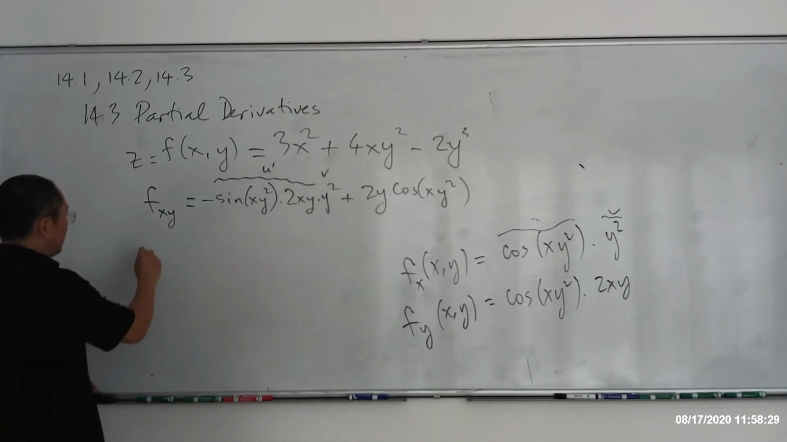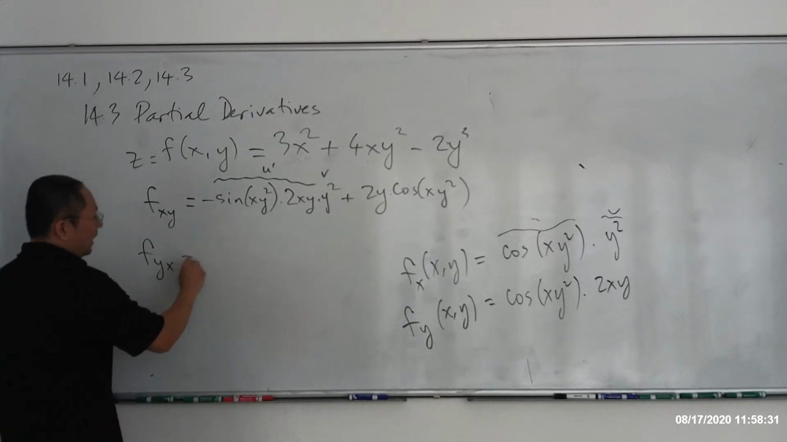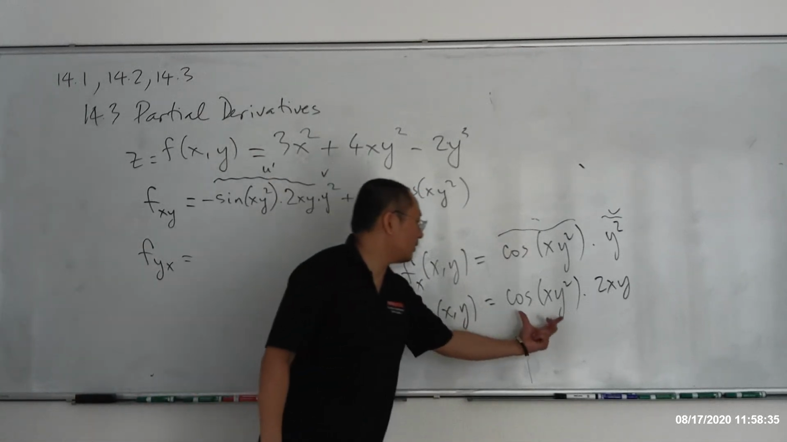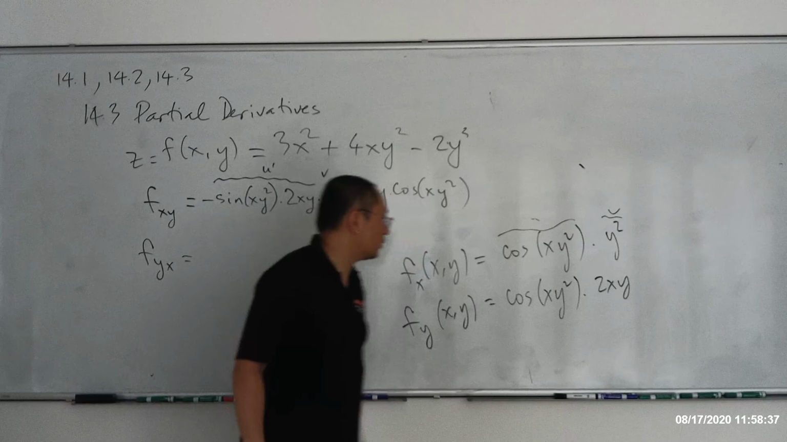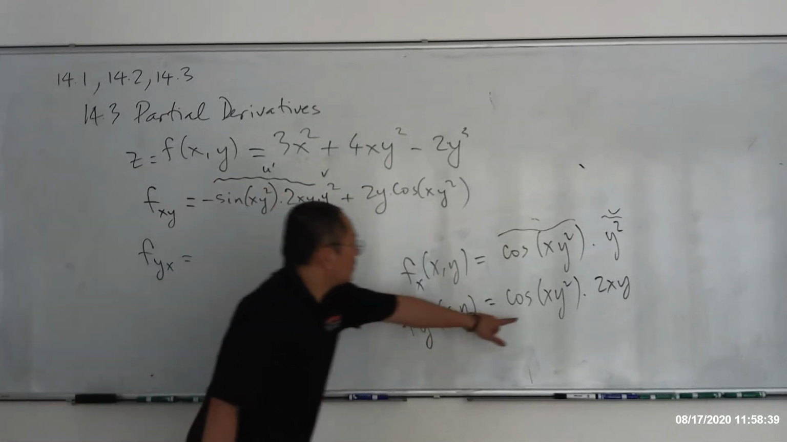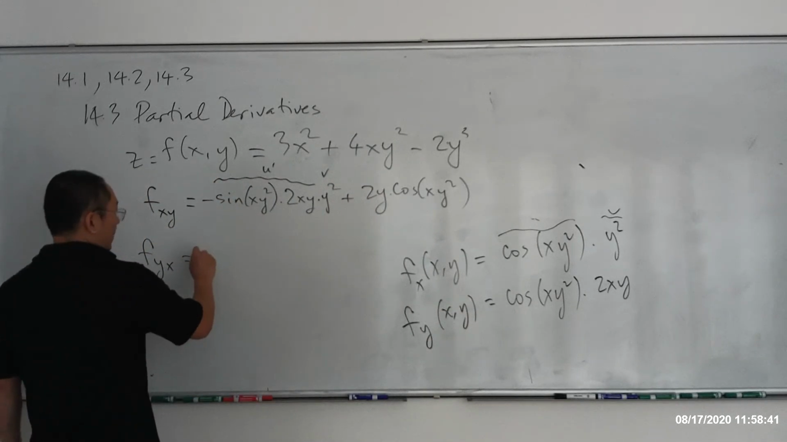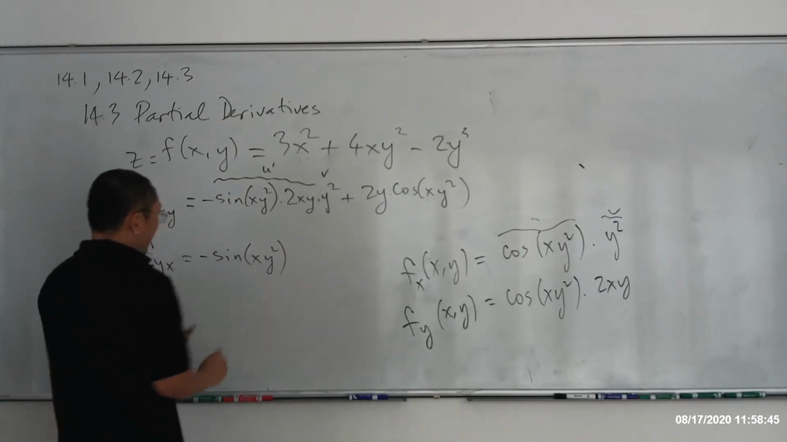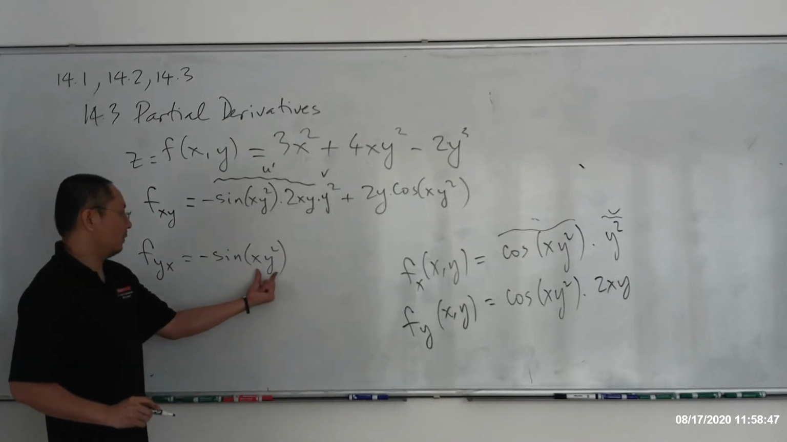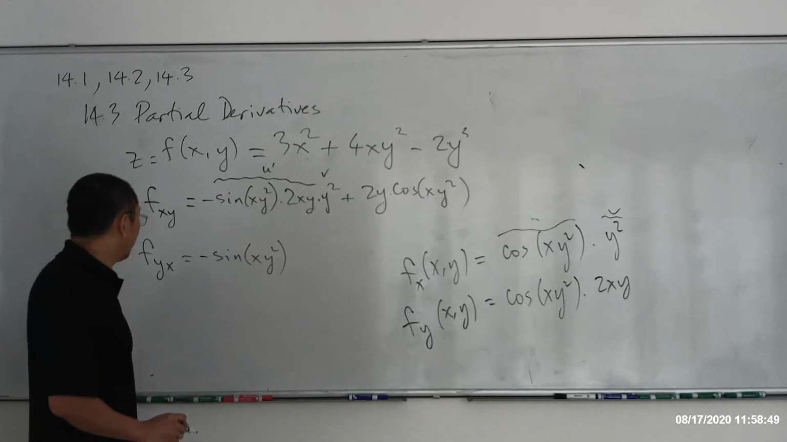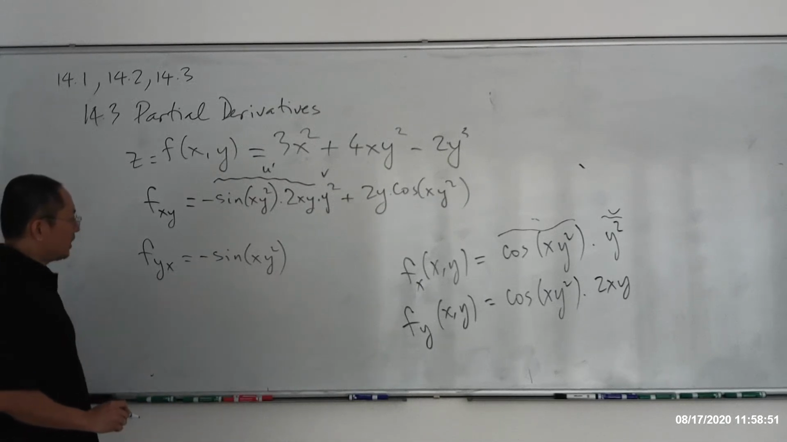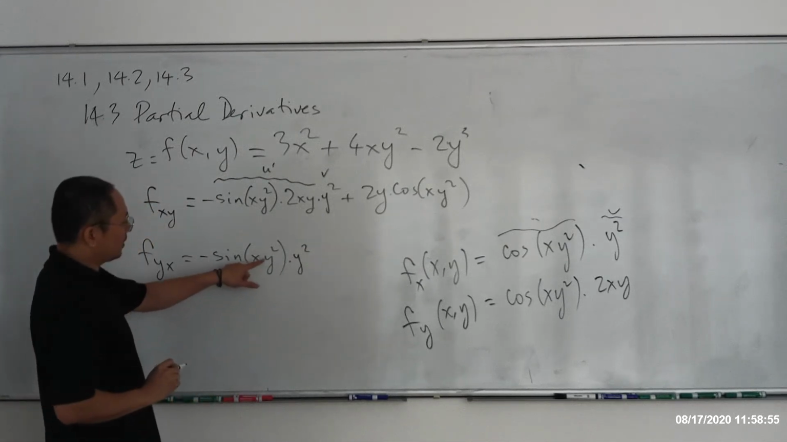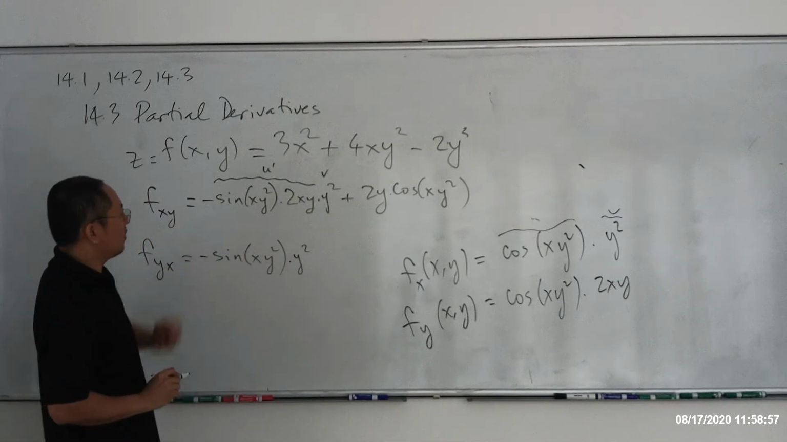Let's try the other one, fyx. Now I have fy right here, and I'll take the derivative in terms of x. Again, I have to use the chain rule and the product rule. So the derivative of cosine is negative sine of xy squared. Now I have to use the chain rule and apply the derivative of the thing inside the parenthesis with respect to x, so I have to times y squared. The derivative of xy squared in terms of x is just y squared.